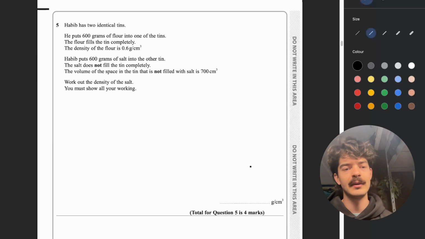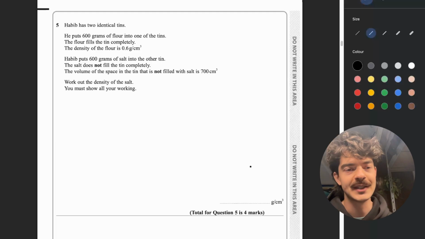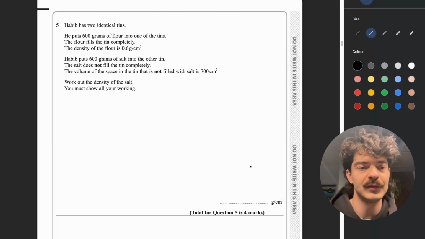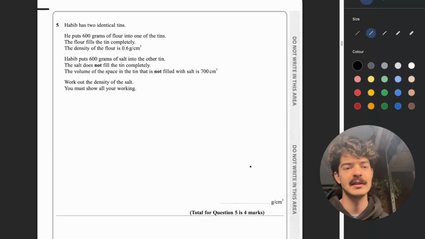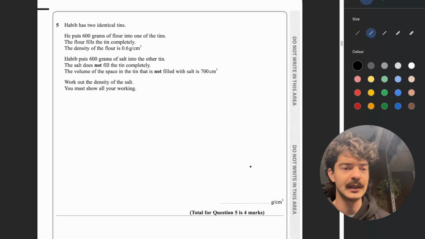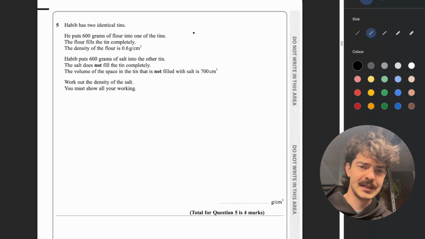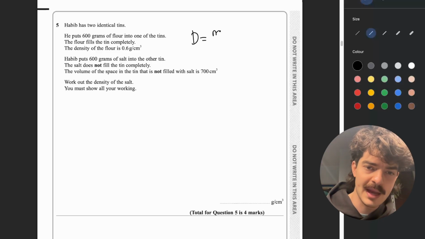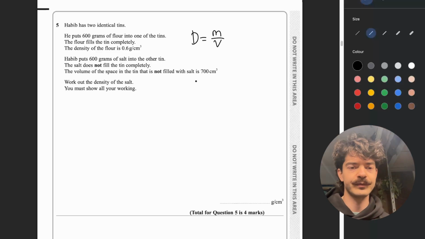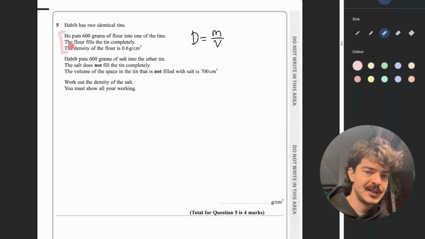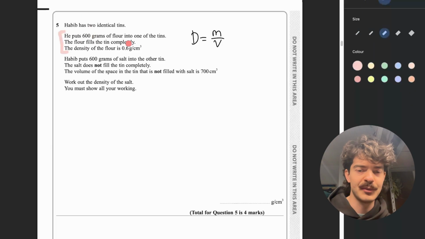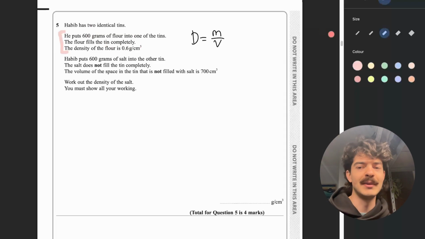Okay, next up, we've got 2 identical tins. Okay, let's break this down a little bit further. He put 600 grams of flour into one of the tins. The flour fills the tin completely. The density of the flour is... okay. So this is looking like it's going to be a density equals mass over volume question. We've got some information in this first section. Notice we've got a mass, 600 grams, and we've got a density. And it fills the volume completely. That's what this middle line is saying.